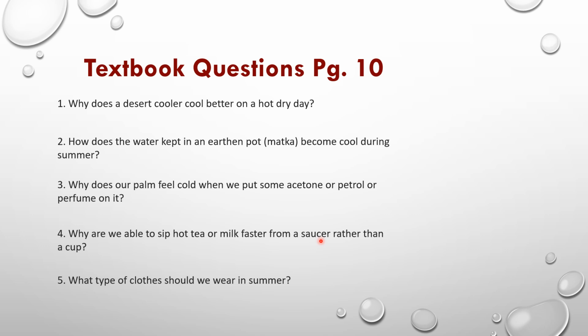And the last question is, what type of clothes should we wear in summer? We should wear cotton clothes during summer because cotton is a good absorber of water and helps in absorbing the sweat and exposing it to the atmosphere for easy evaporation. Air can pass through the pores of cotton fiber. So these are the answers of these 5 questions.